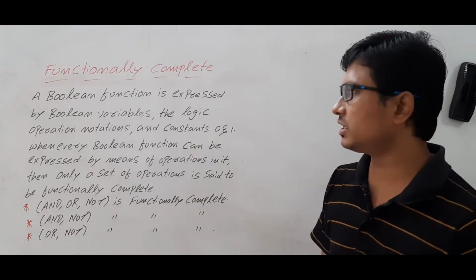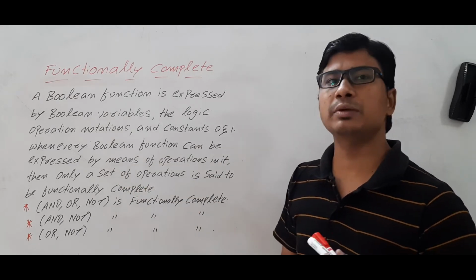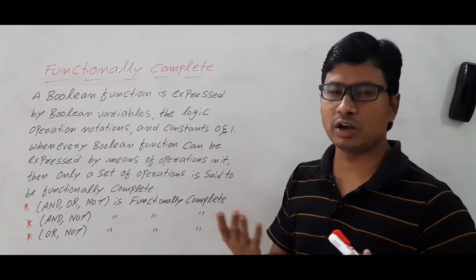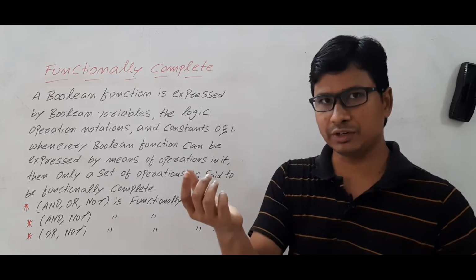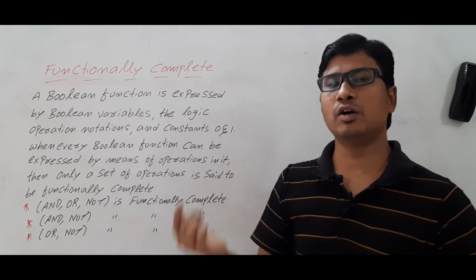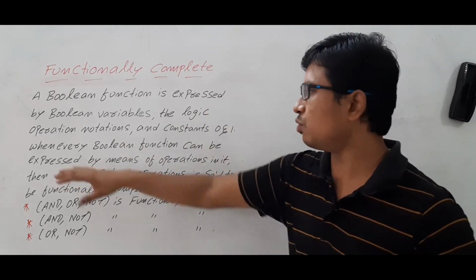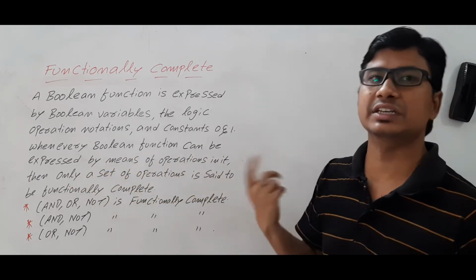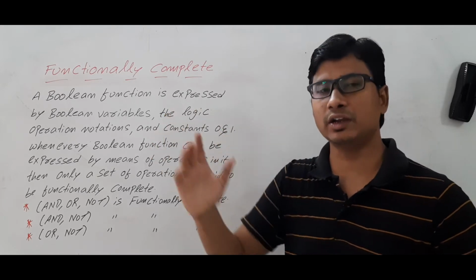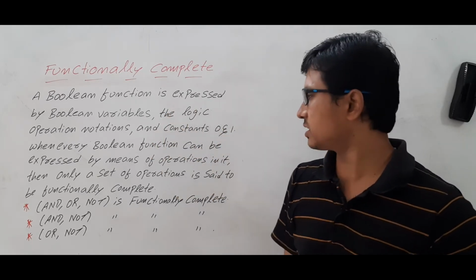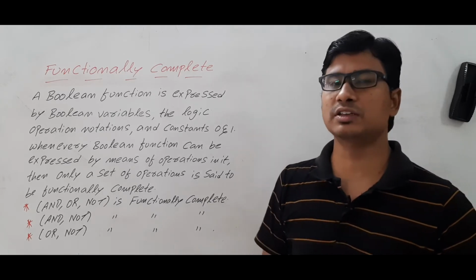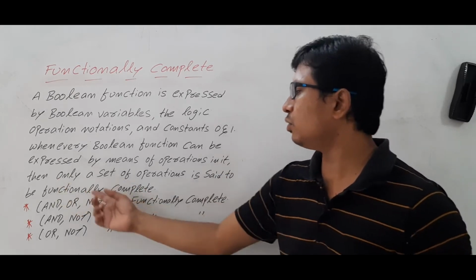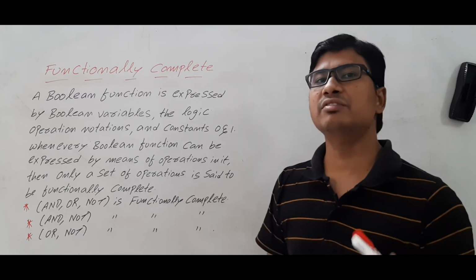Let me define what is functionally complete. A Boolean function is expressed by Boolean variables, the logic operation notations or symbols, and constants zeros and ones. Already you know what a Boolean function is. Whenever a Boolean function can be expressed by means of operations, let's take that AND, OR, and NOT are the logical operations or symbols. Am I right or wrong? So with those symbols, if you can define any expression or function, then only a set of operations is said to be functionally complete.